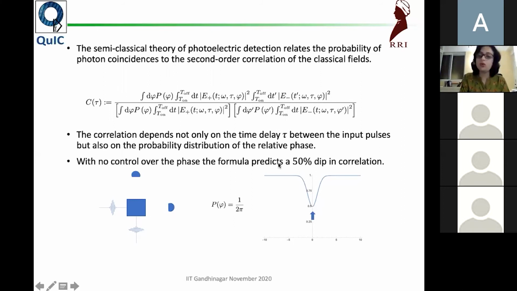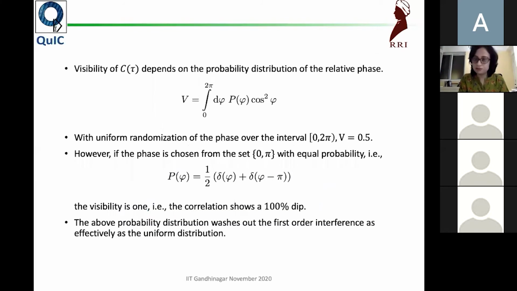So now if you have no control over this phase, the formula predicts a 50% dip, which is what people have been claiming and saying all along, okay? But now if I go on to this probability distribution for the phase, I can see that if I have a uniform randomization over the phase, which is what would happen if you didn't take special care, you will get a visibility of 0.5. But if the phase is chosen from the set 0, pi with equal probability, the visibility is 1. Okay? So essentially, with proper phase control, one can have a Hong-Ou-Mandel-like dip for classical pulses with a visibility of 100%. And this is something which hasn't been done experimentally before our attempt.